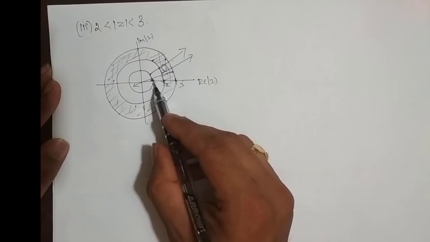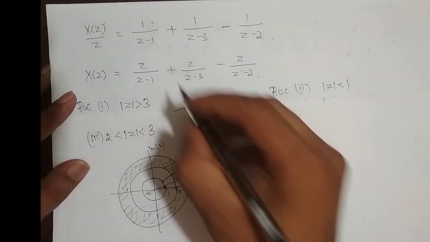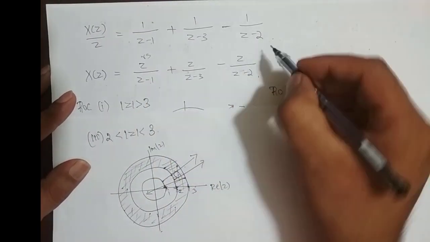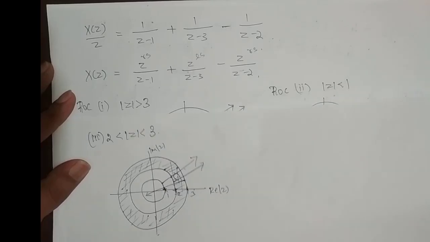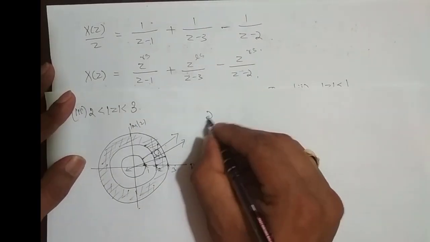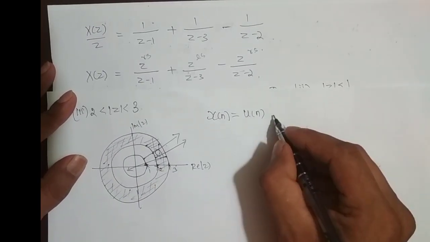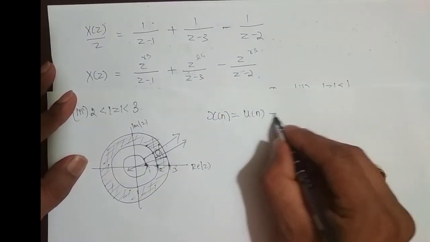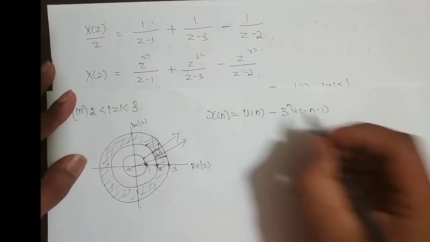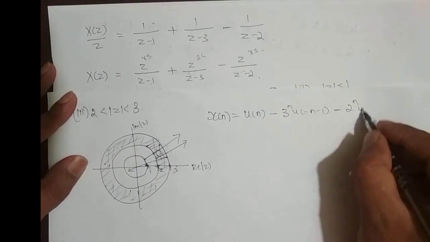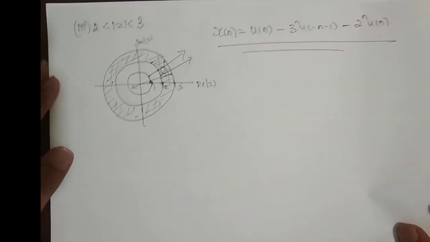Okay, so 1 and 2 should be right sided and 3 should be left sided. So what do we get? x of n is equal to, this is a right sided sequence, which is u of n. This is a left sided sequence, minus 3 power n u of minus n minus 1, and this should be a right sided sequence, minus 2 power n u of n. Okay, this is the solution.